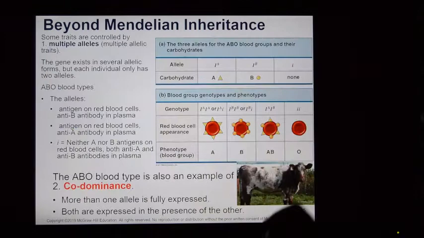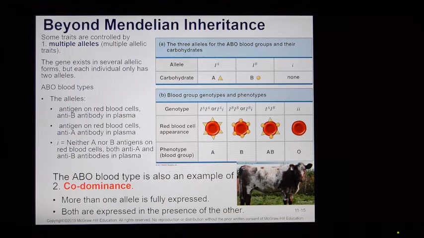Multiple alleles. You can't really get any better than blood types, okay? When there are more than two different alleles for a trait, that makes it a multi-allelic trait. Could be A, can be B, can be AB, can be O. There's more out there than just one or the other.